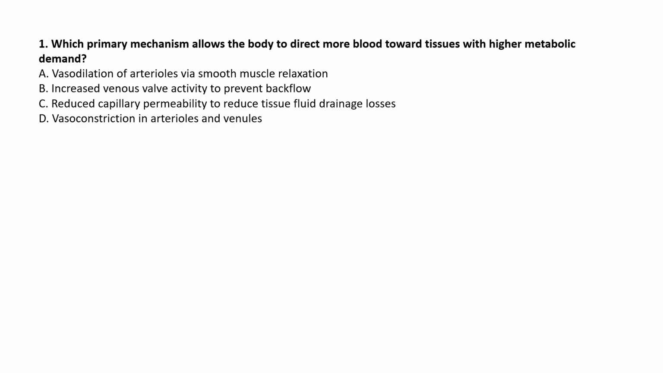So as I was discussing earlier, which primary mechanism allows the body to direct more blood towards tissues with higher metabolic demand? I was talking about how the body is clever and decides where to send the blood based on the state of the body. So, do you guys know what the answer is? For those of you who haven't attended before, you can just send the answer that you think it is in the chat in this meeting, and we can discuss. So, does anyone know which one it is?